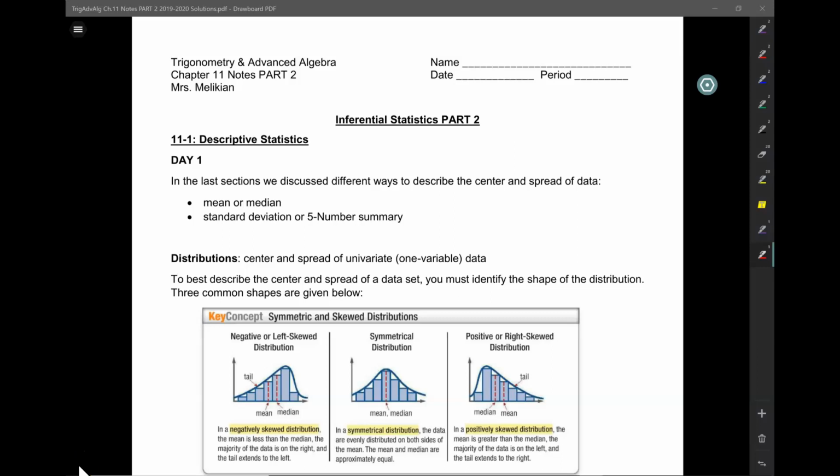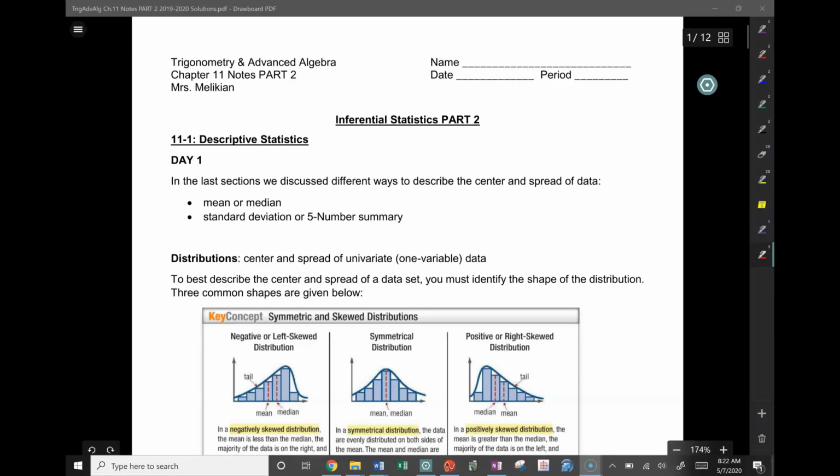Hey guys, today we're starting chapter 11. We're moving on from 0.8. We're starting chapter 11 and this is day 1. We're going to continue with statistics, so we're going to put to use all of the stuff that we learned before. Some might seem like a review, but we're actually going a little bit deeper.